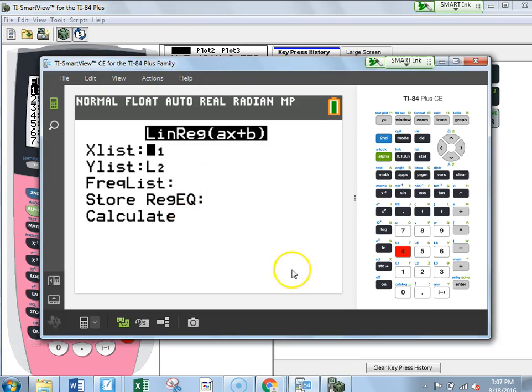If you have this screen, all you need to do is arrow down. Frequency list we're not using, so it needs to be empty, and you need to make sure it says X list, L1, Y list, L2. Does anybody not have that?